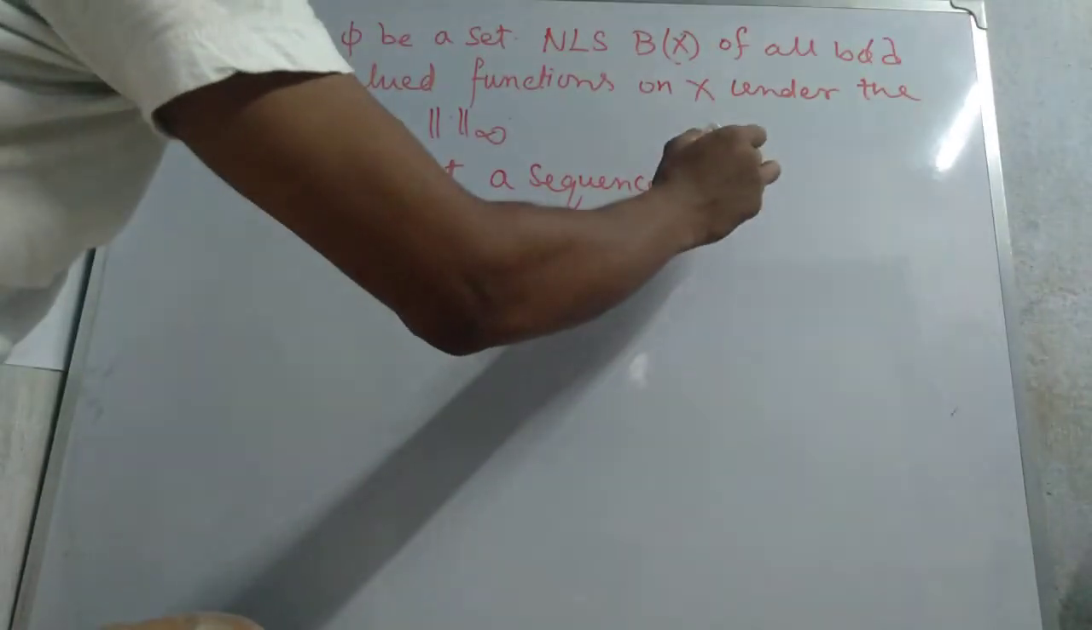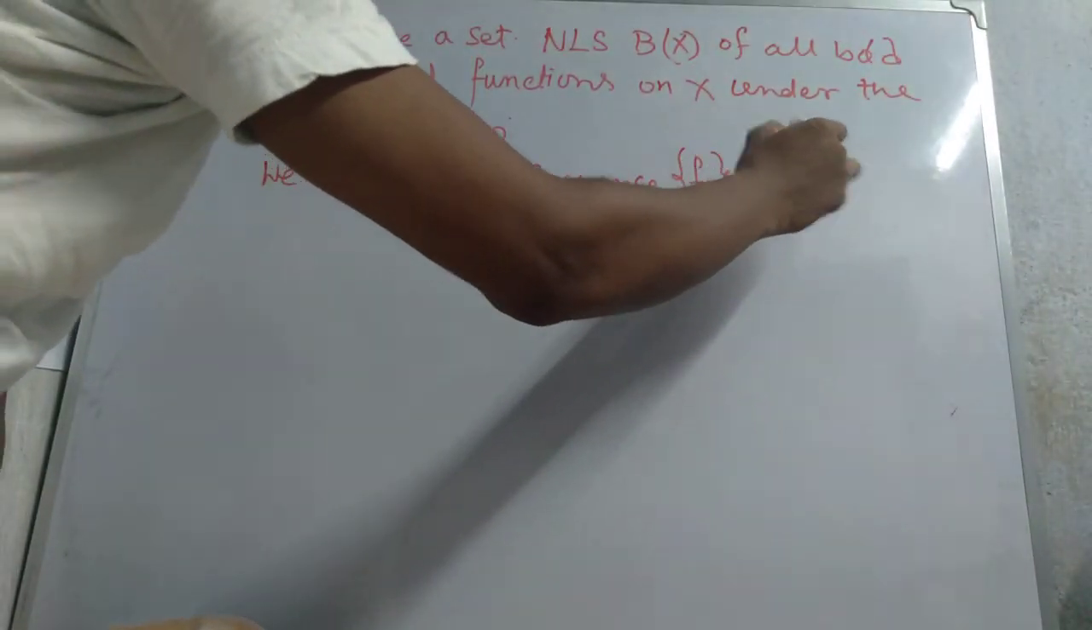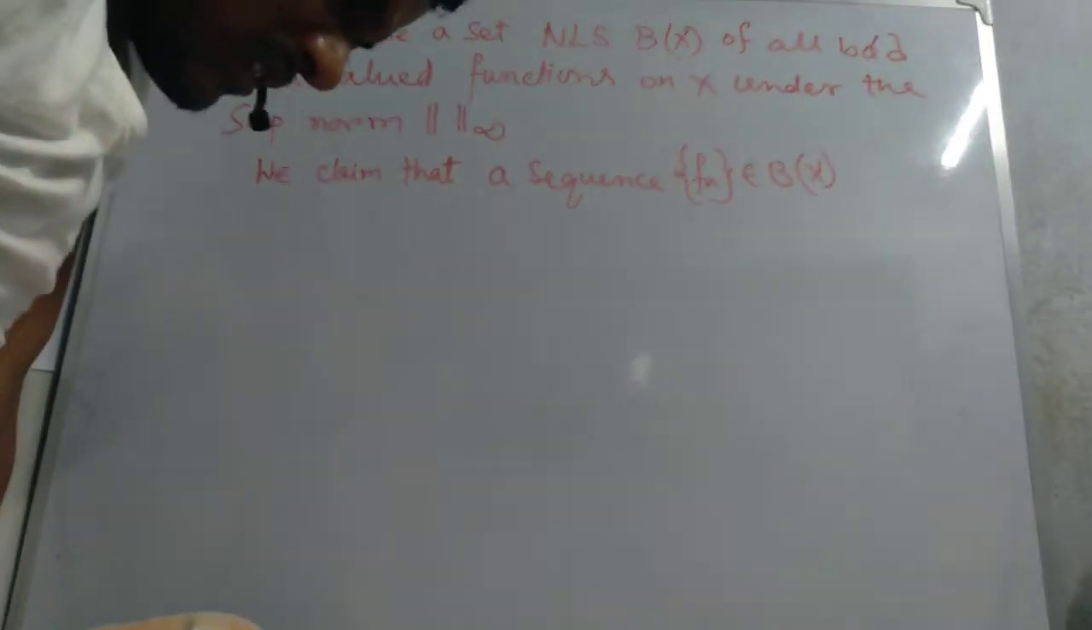Okay, then we claim that a sequence f_n belongs to B(X) is Cauchy if and only if it is uniformly Cauchy.